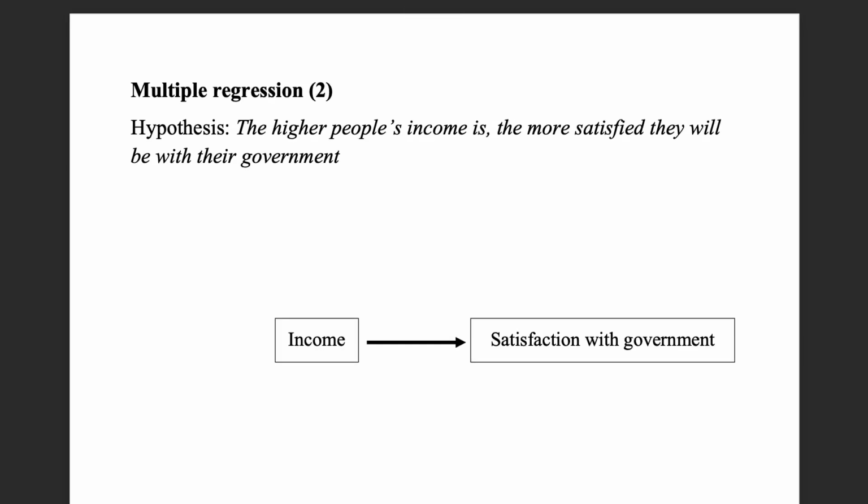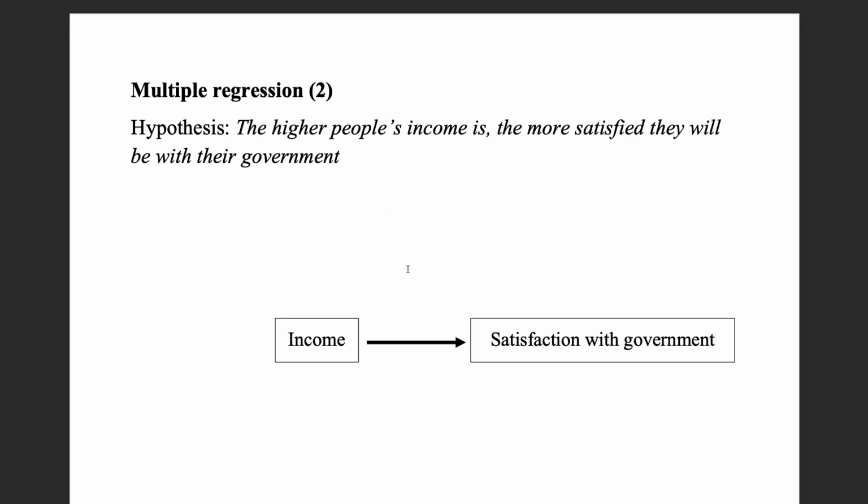So let's, for instance, assume that I want to test this hypothesis. The higher people's income is, the more satisfied they are with their government. This is one that we already tested before, right? So we can represent this in this nice conceptual model. We put our independent variable on the left-hand side, we put our dependent variable on the right-hand side, and we draw an arrow from left to right, indicating that our hypothesis expects a causal effect.